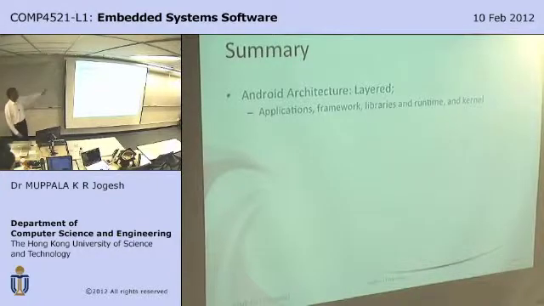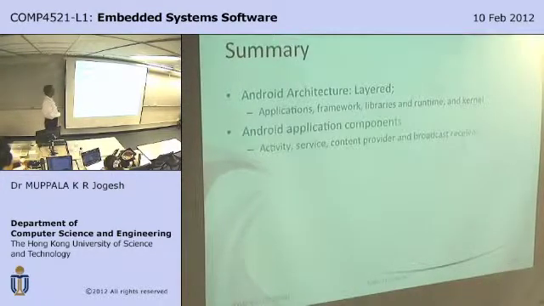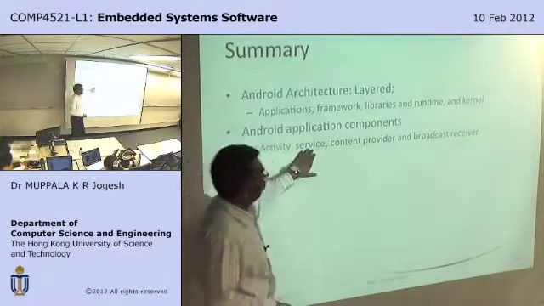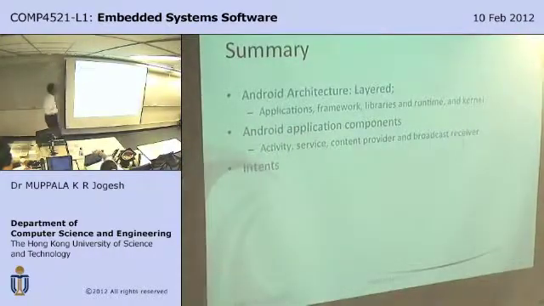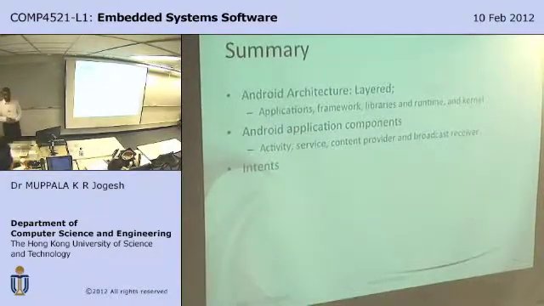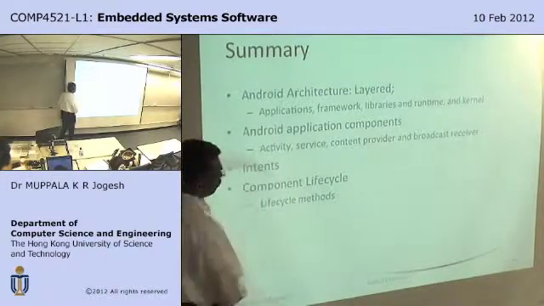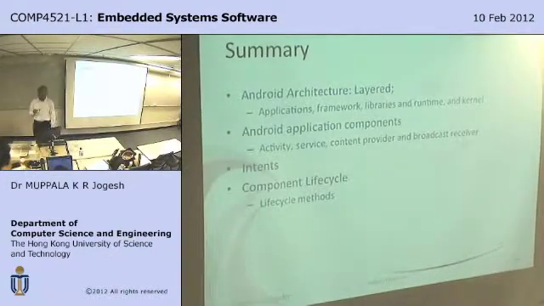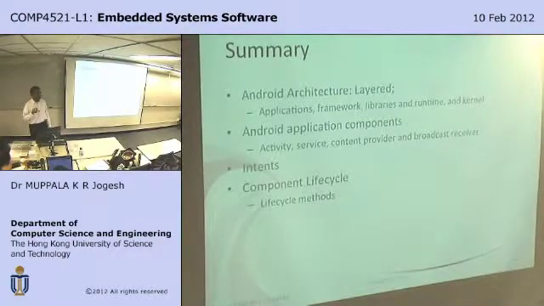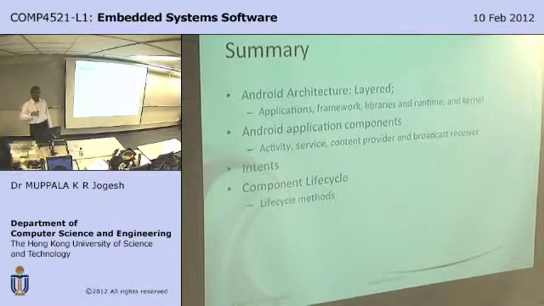So in summary, what have we seen so far? We have seen the Android architecture itself. Android's architecture is a layered architecture, each layer handling different aspects of the system. The application components that are part of Android: you saw an activity, a service, a content provider, and a broadcast receiver. You saw the use of intents, two kinds of intents, explicit and implicit intents, and you have also seen the component lifecycle. Now, all this information, you need to remember a little bit of it, because in further discussions I'll be coming back to refer to some of these things.